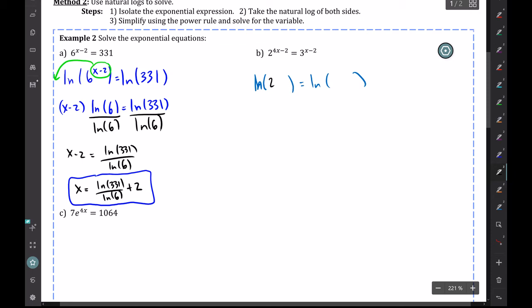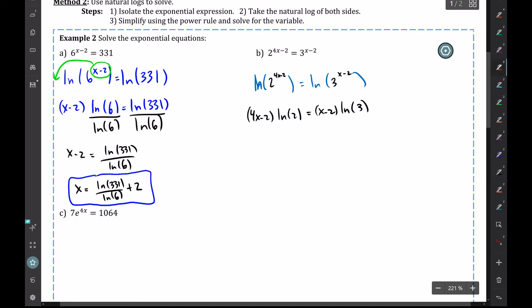So this is 2 raised to the 4x minus 2 power. This is 3 raised to the x minus 2 power. And now we use the power rule to move these exponents out front. Okay. So I should get 4x minus 2 times natural log of 2 is equal to x minus 2 times natural log of 3.